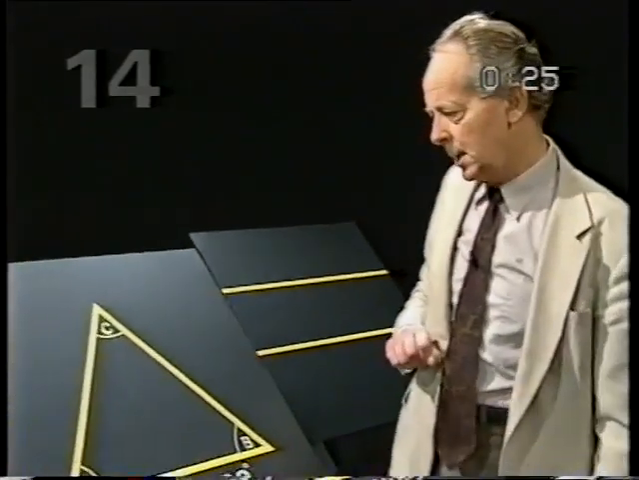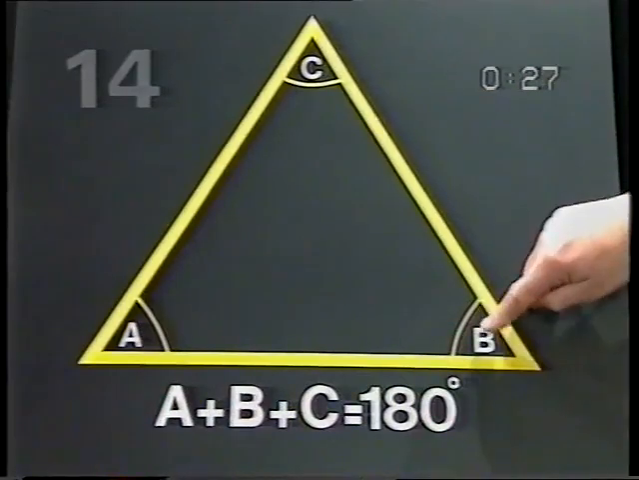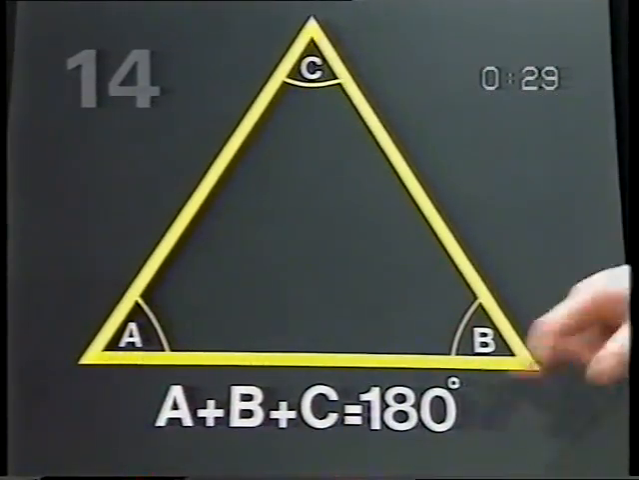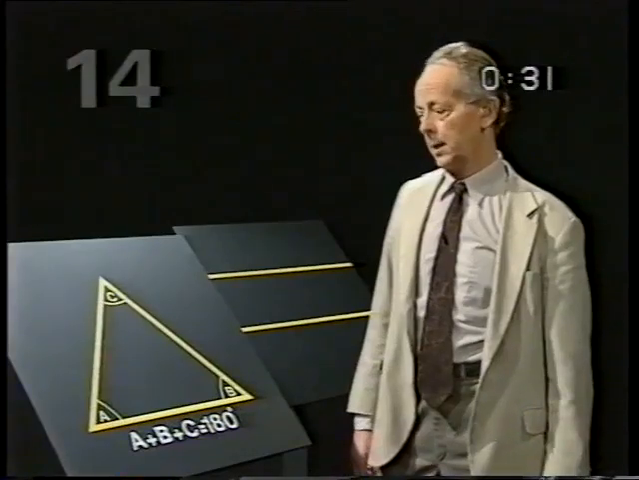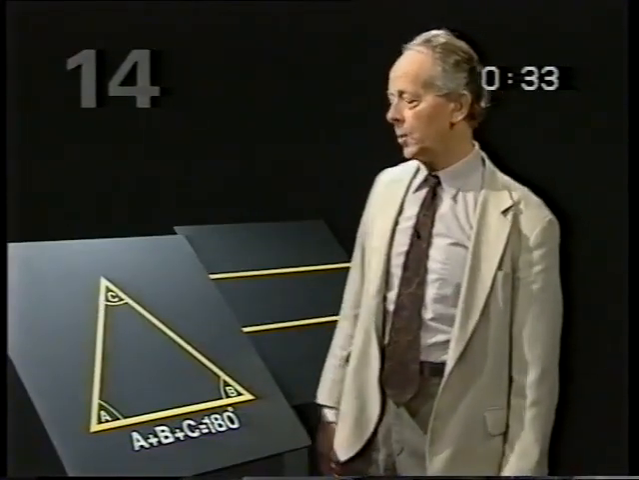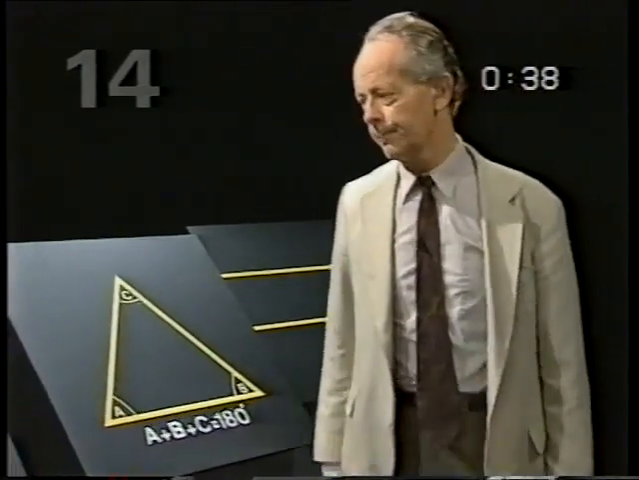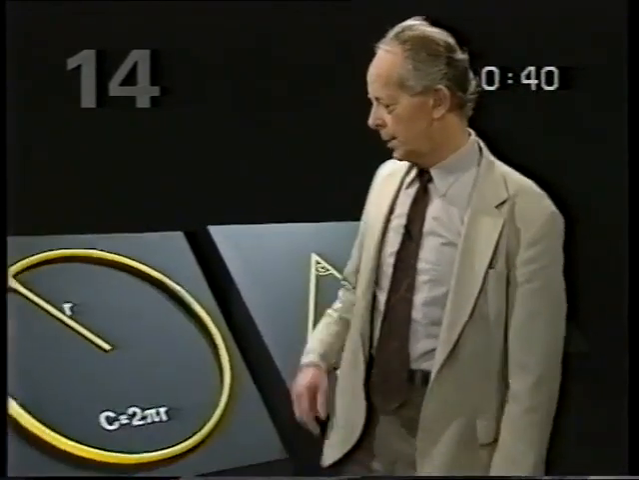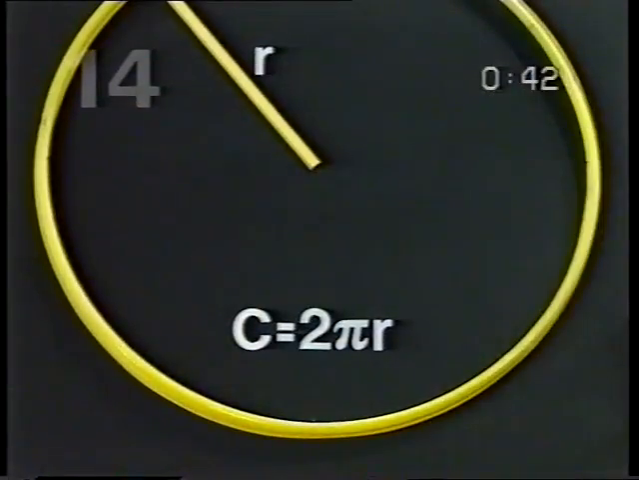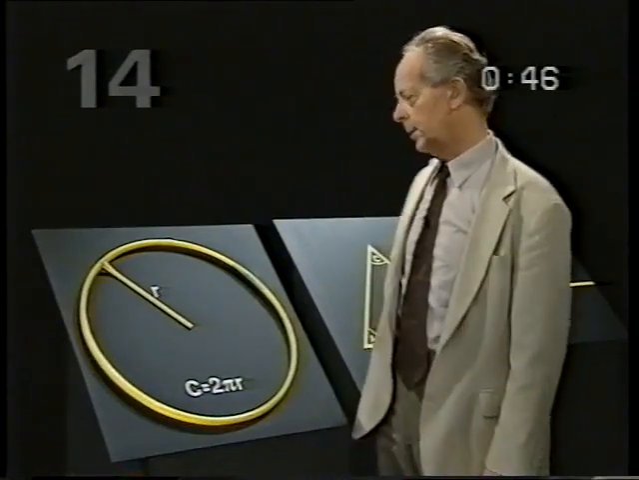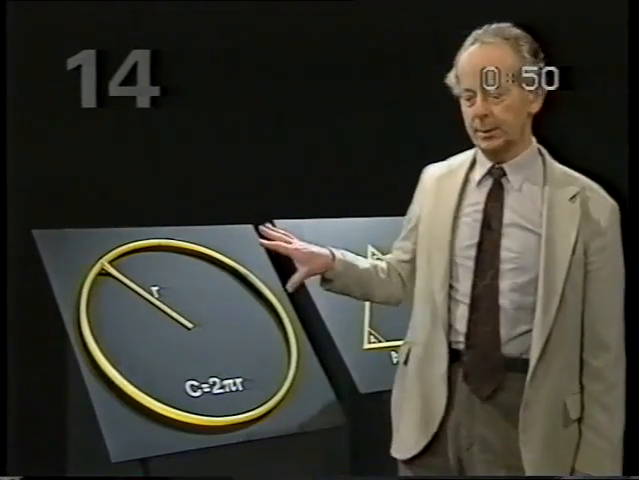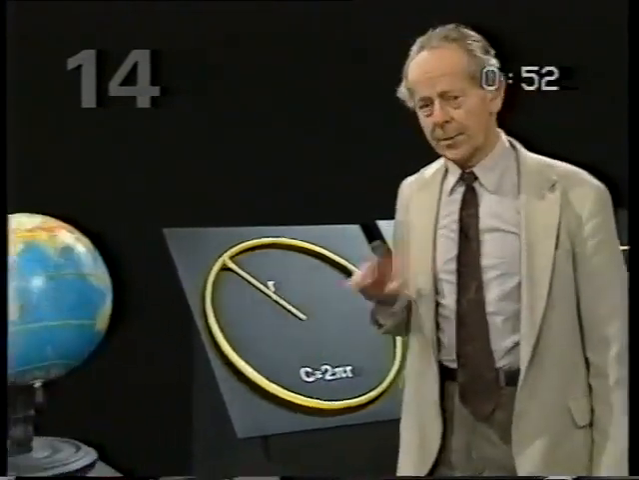As for triangles, well, the sum of the angles of the triangle all add up to 180 degrees. And it doesn't matter what the shape of the triangle is or its size, you always get 180. As for circles, well, the circumference of the circle is 2 pi times the radius r. And again, it doesn't matter what the size of the circle is, you will always get 2 pi r. So that's Euclidean geometry. But there are situations where that kind of geometry doesn't work.